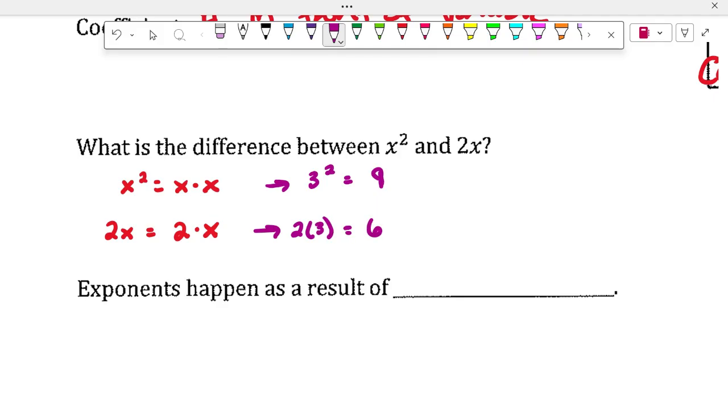Now, what is the only number that if we plug it in for x, both are the same? 2 and 0. So, if you do 0 squared, 0 times 0 is 0. 2 times 0 is 0. 2 squared is 4. 2 times 2 is 4. So those are the only two numbers where they're actually the same. Every other number, not so much. So exponents happen as a result of a value being multiplied to itself.